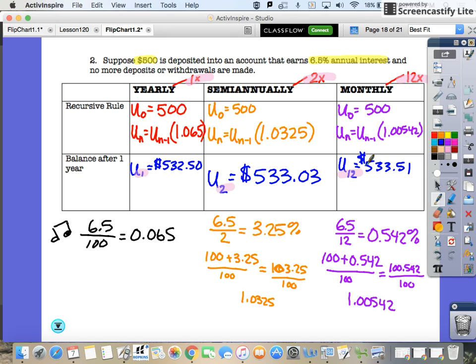So the best option here is going to be this one because you're going to make more money. If they offer you the same interest rate and a different number of payments, your best option is to take the most payments that you can. The more payments you get, the more compound interest you get. So this is all about compound interest. The reason these numbers are bigger is because you're getting more free money from your free money.